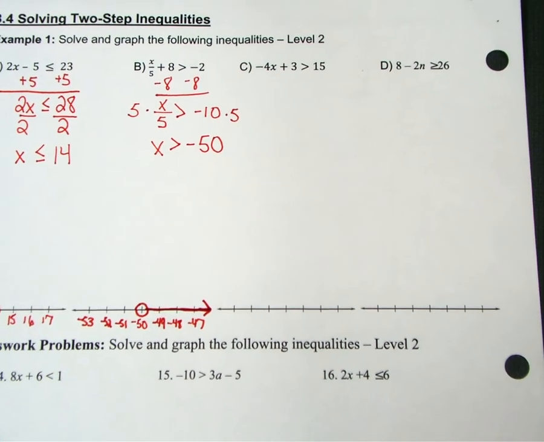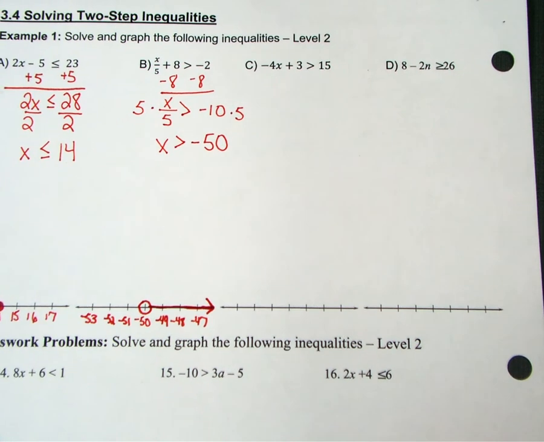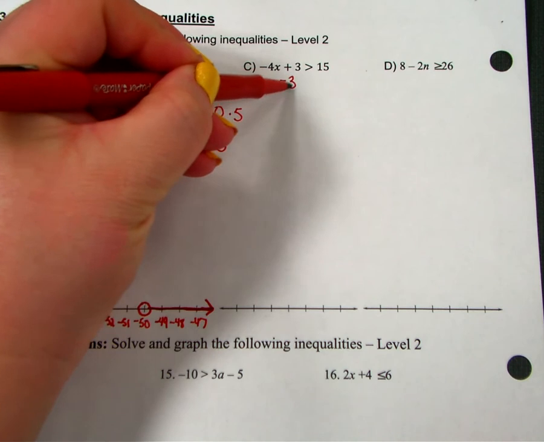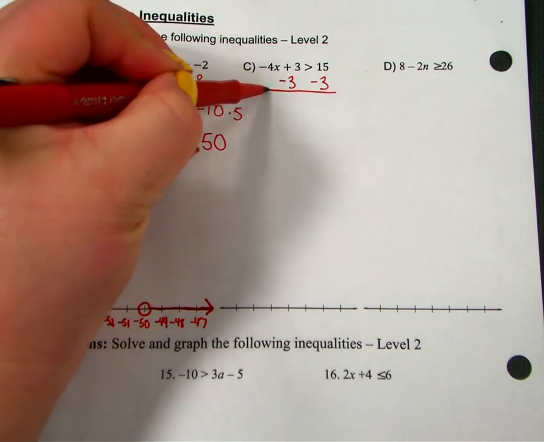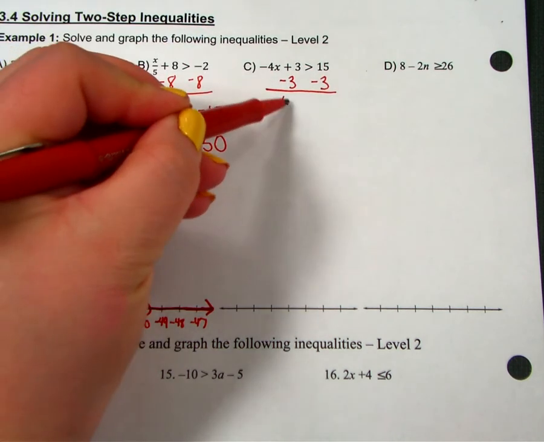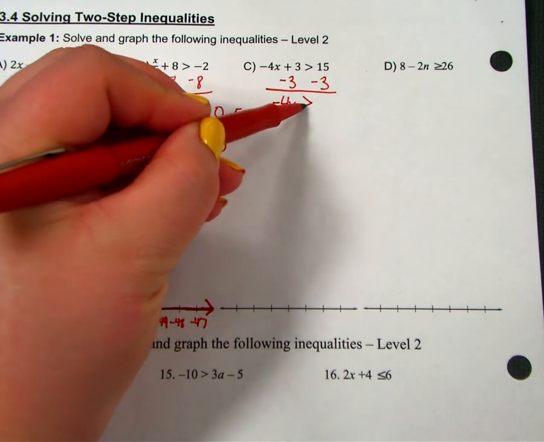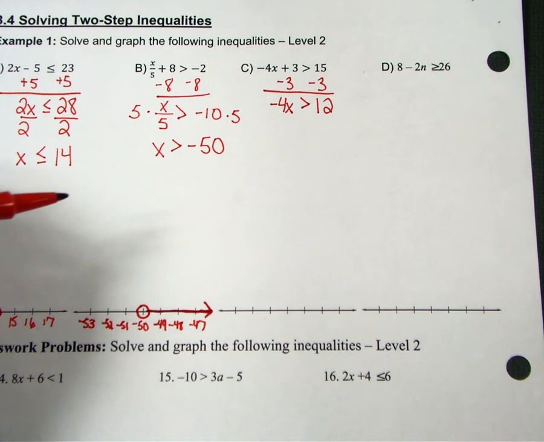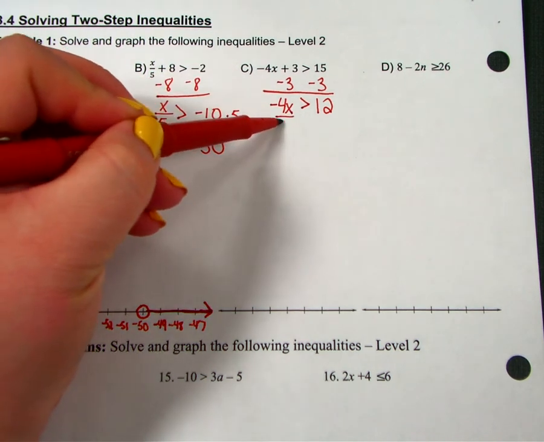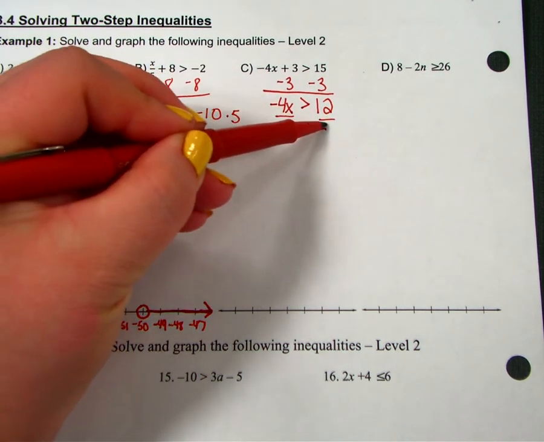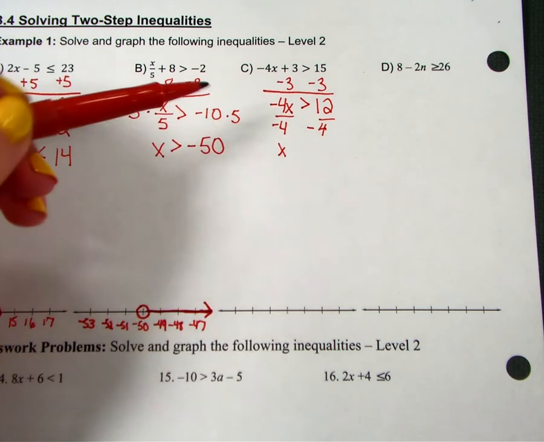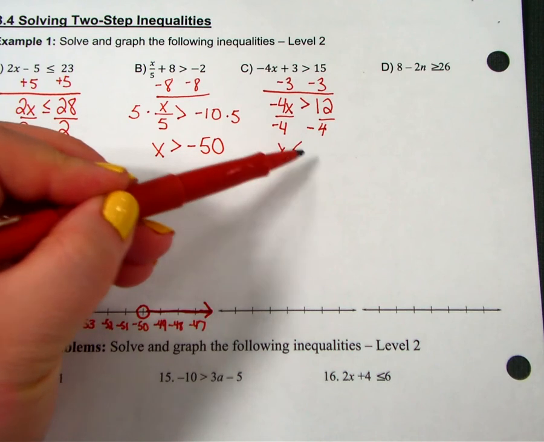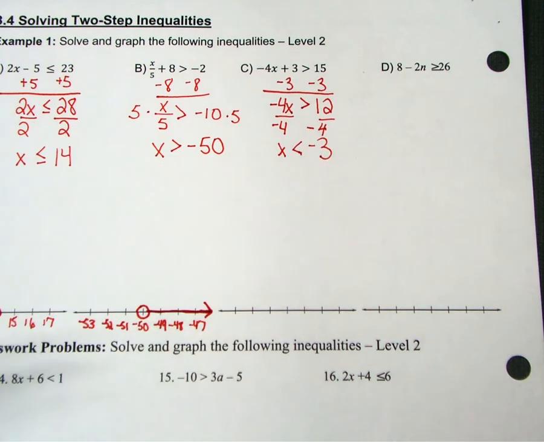Let's take a look at the last two problems. In order to get x alone, I need to subtract 3 from both sides, leaving me with -4x is greater than 12. Then I need to divide both sides by -4. Since I'm dividing both sides by a negative number, that greater than sign becomes less than -3.